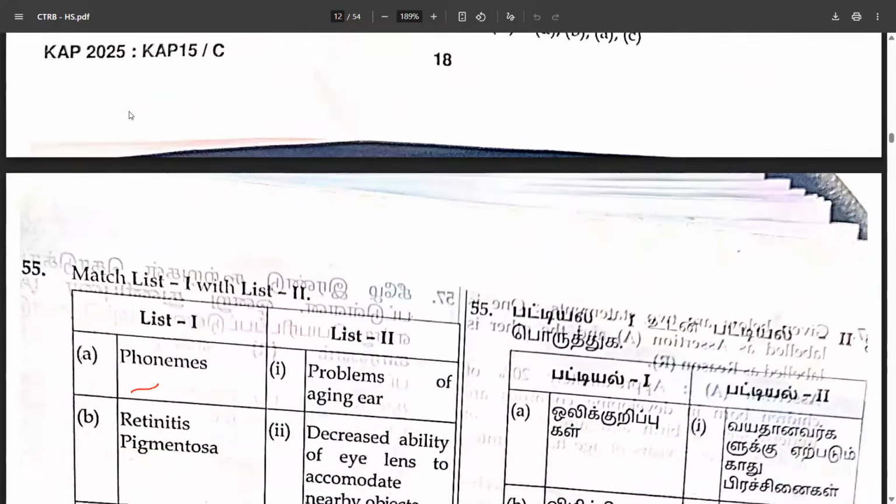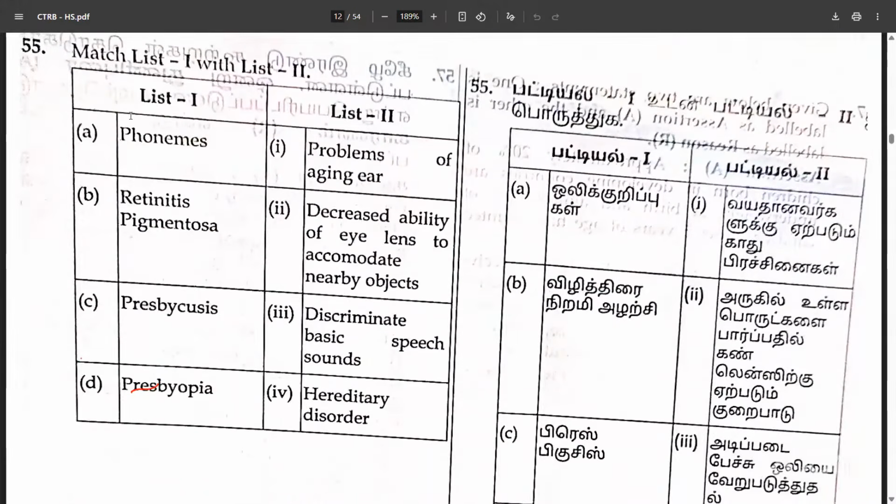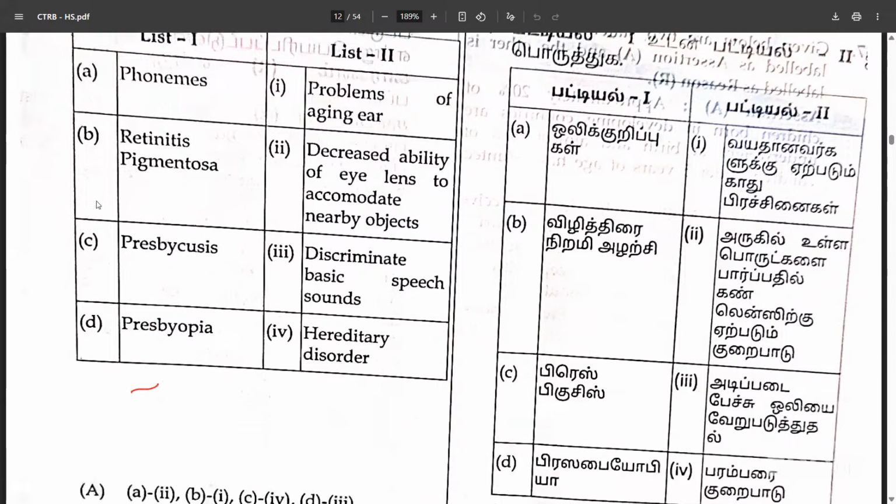Okay. Then again, we have a match type of question here. Actually, in this question, they have given you the combinations. Okay, first they are asking about phonics. So this is from language development. So phonics will be matched with the third one, that is discriminate basic speech sound. So when we talk about phonics, it is a basic unit of sound in a specific language. So in our language also we have a basic unit. Okay, so this will be matched with the second. Let me see which will be the correct one.